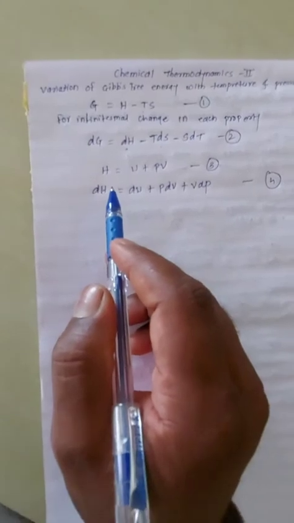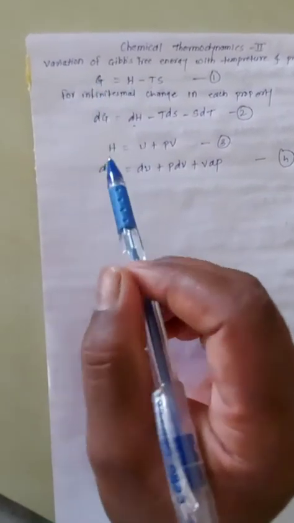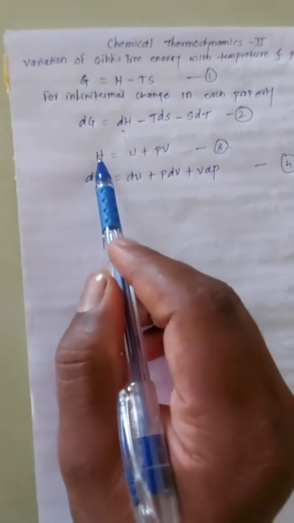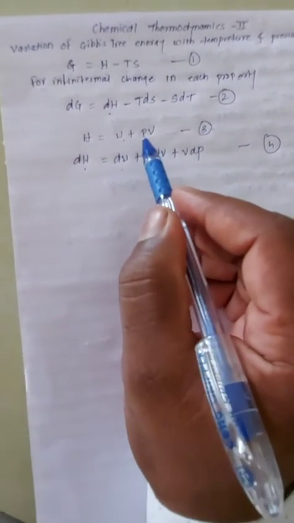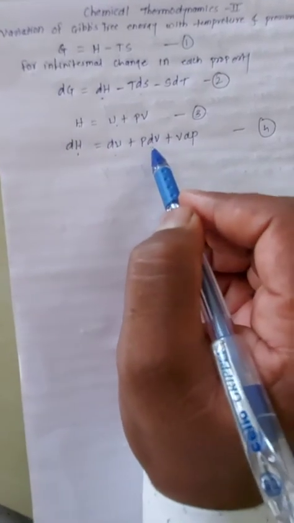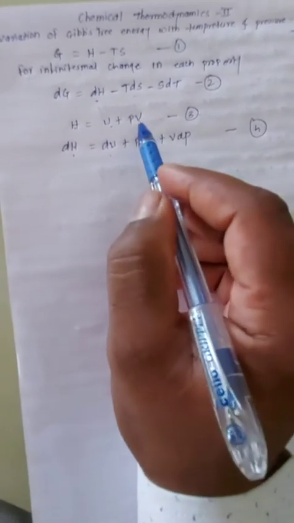In that equation the change is the same. For the Gibbs free energy change, the enthalpy equation also changes. H is converted to dH, internal energy U is converted into dU. First, pressure constant, variation with volume, that is P dV, and second, volume constant, variation with pressure, V dP.